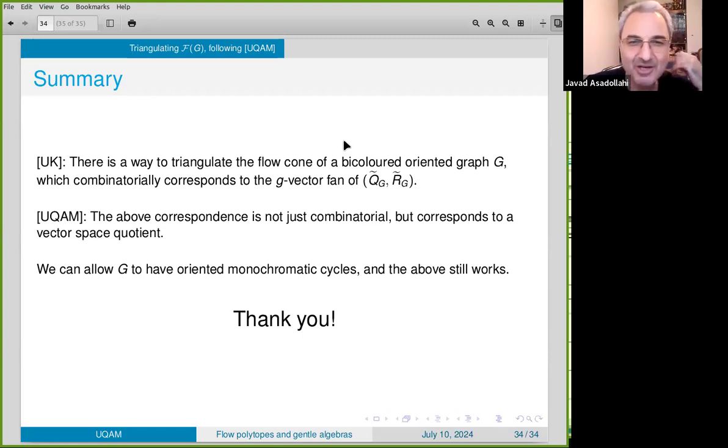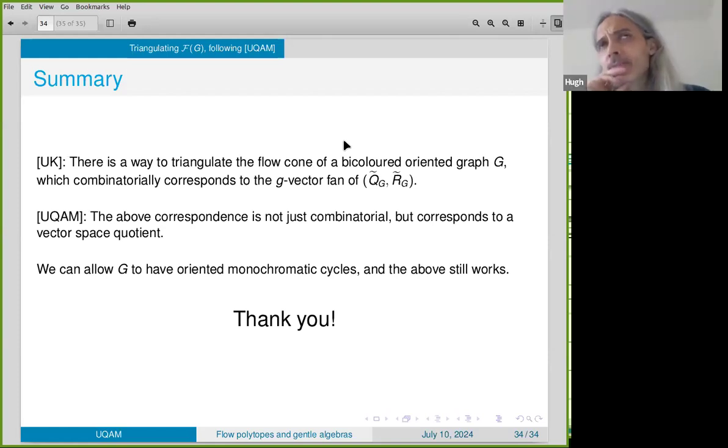Another naive question: using an oriented bicolored graph, after some steps, you reach a gentle algebra, the quiver of a gentle algebra. Is it true that every gentle algebra can be obtained in this way from a bicolored graph? Well, so we made some assumptions.